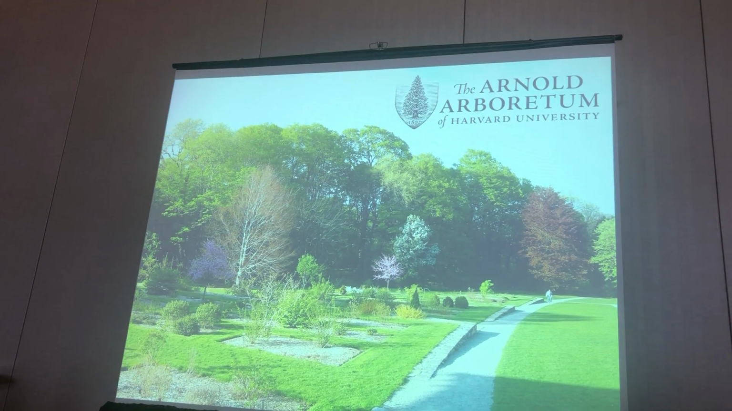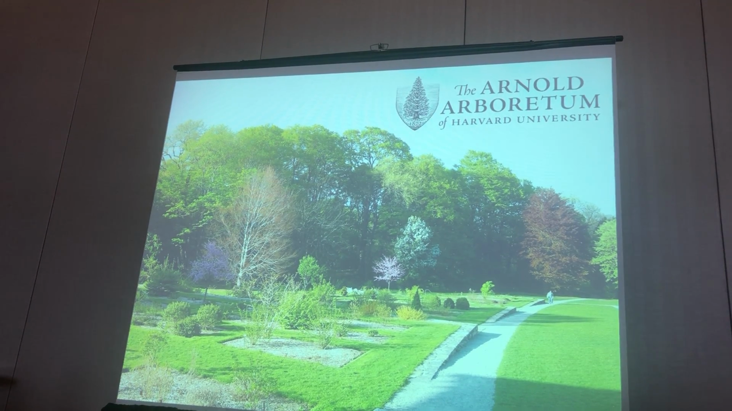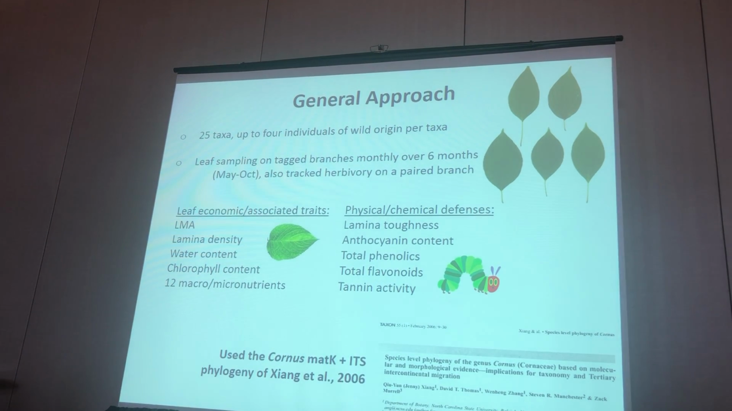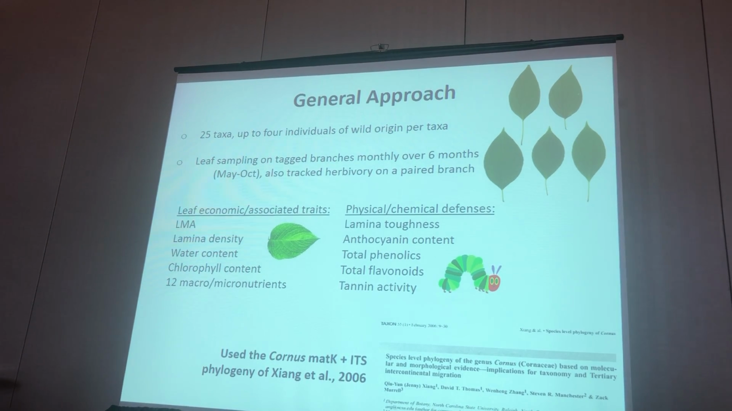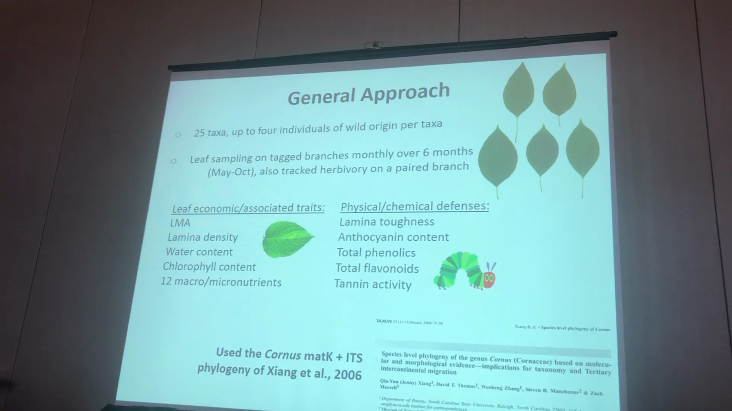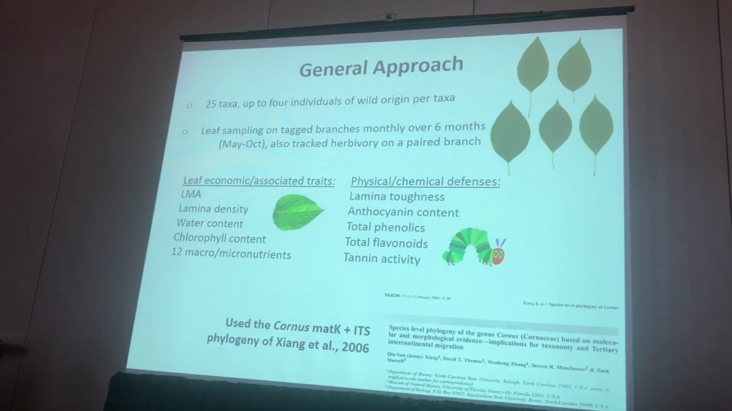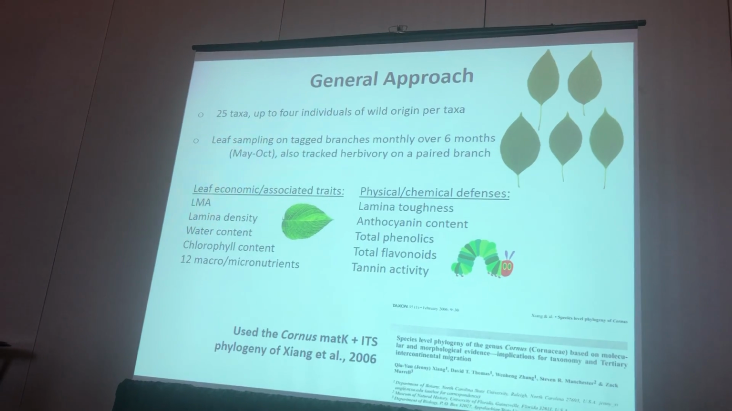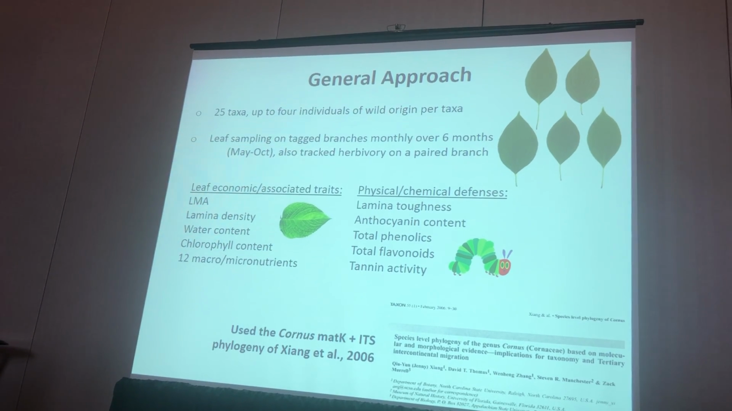So this is work I started as a postdoc at the Arnold Arboretum. And so the sampling was done in that location. So we sampled 25 taxa, so 25 species or subspecies, and again, it depends who you ask, up to 4 individuals of wild origin per taxa. And we sampled leaves over 6 months, from May to October, from the very start of the growing season to just before the first frost.